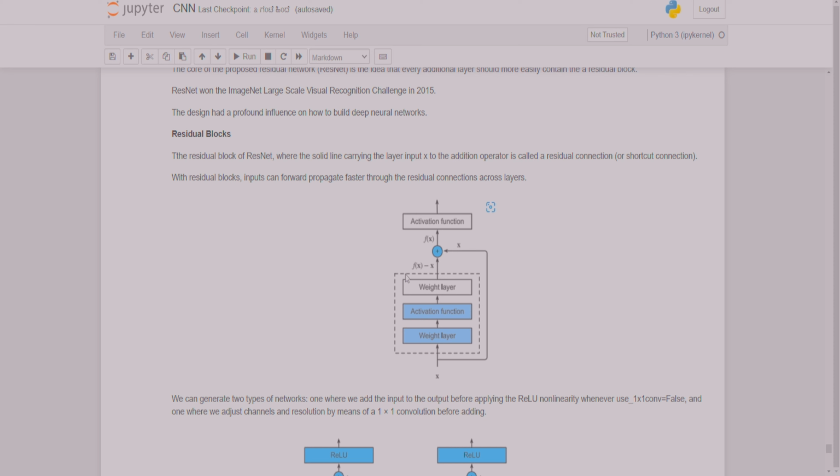But let's look at what they're trying to do, and why the word residual comes into the picture. By using a set of layers, calling it a block, you are not calculating f of x. Here their intention is that you have an input x, and you calculate f of x minus x.